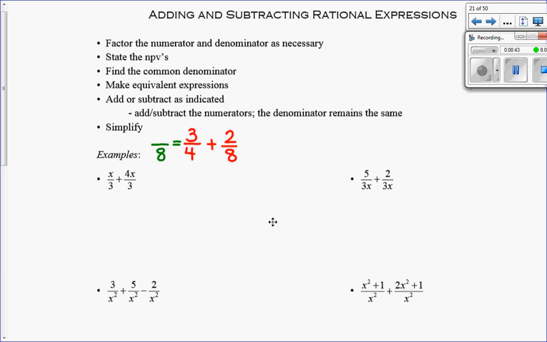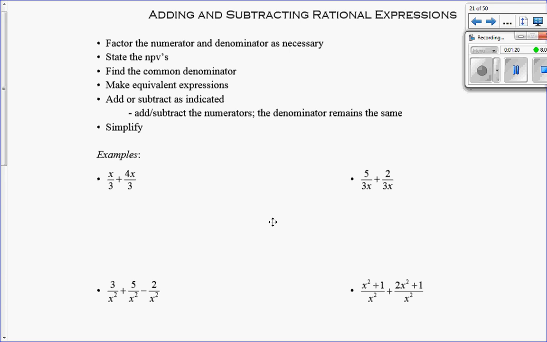Now, I know from previous math that in order to make an equivalent fraction, whatever I multiply the denominator by, I have to multiply the numerator by the same thing. Okay? When I do that, I find that 6/8 is equivalent to 3/4. So really, now I can add, because I have common denominators. I would add 6/8 plus 2/8, and I'd end up with 8/8. It's the exact same principle when you are adding and subtracting rational expressions.